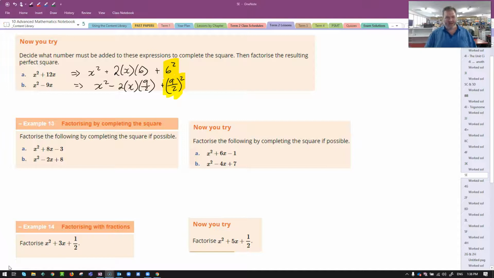Let's get to the actual factorising. So factorise these by completing the square if possible. I'll talk about that in a minute, but let's just see how we go first of all, trying to factorise these. So I want to rewrite this.